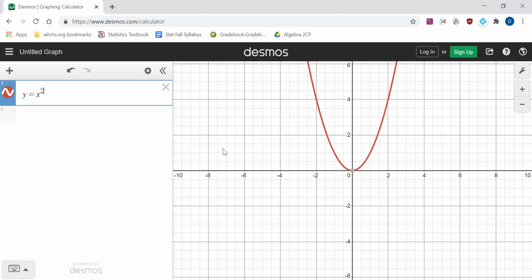Now, what if I delete the 2 and I put 4 instead, x to the 4th? Ooh, kind of looks like a parabola. How about x to the 6th? Parabolic shape, yeah, x to the 8th. I think you're getting the point here, 10. Okay, so what's going on here? It's parabolic, but the point is, I want you to notice something. Notice how it's starting by going up to the left and it's finishing by going up to the right.